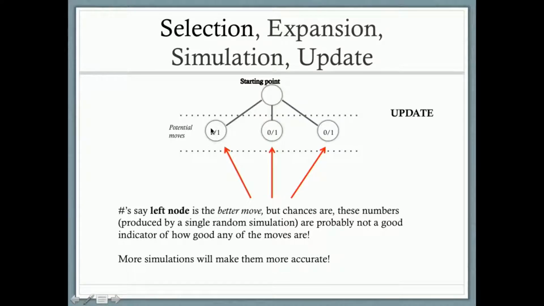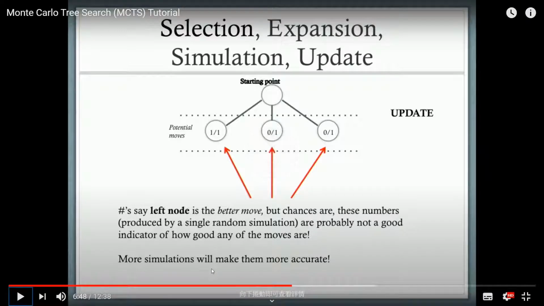And at this moment, the numbers say the left node is the better move, but chances are we don't really know that's true. The numbers don't really mean anything at this point because the sample size is too small. Okay, and we stop here. And the computer will count this again and again, and it will get the potential move with the best win chance. Okay, and so this is the MCTS idea.